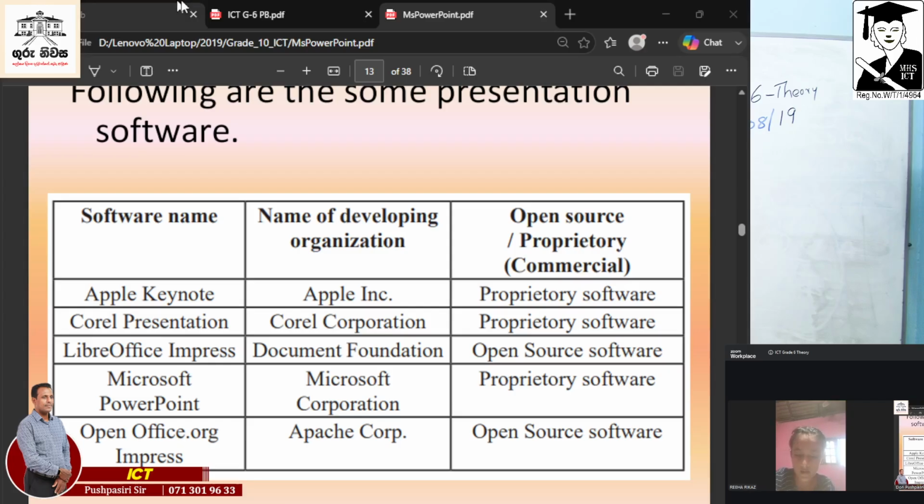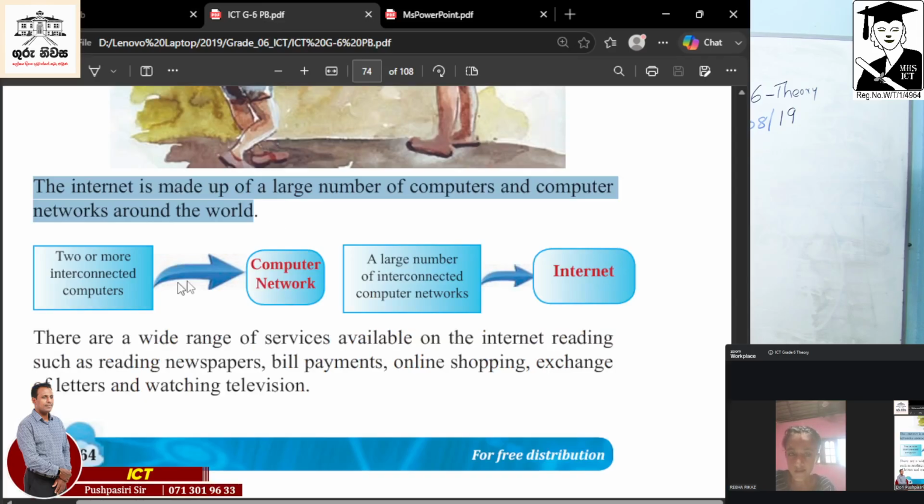Did you write this down? You drew this one also. Two or more interconnected computers, then you make the arrow marks. Then you get the computer networks. Then you get the large networks interconnected. So that's called internet. You have to draw that also.